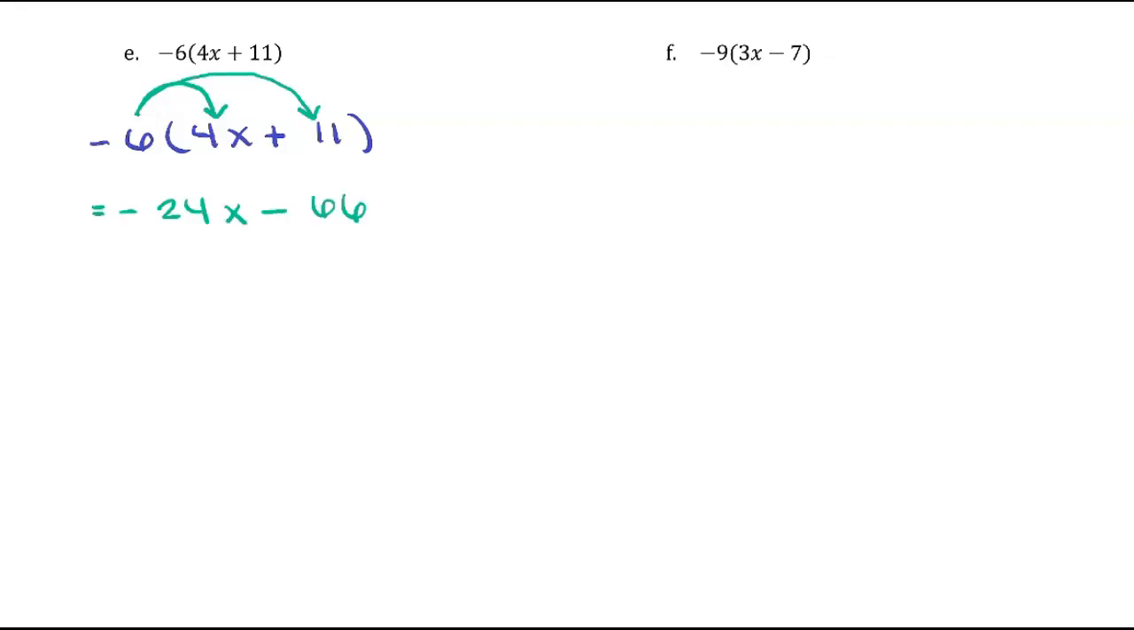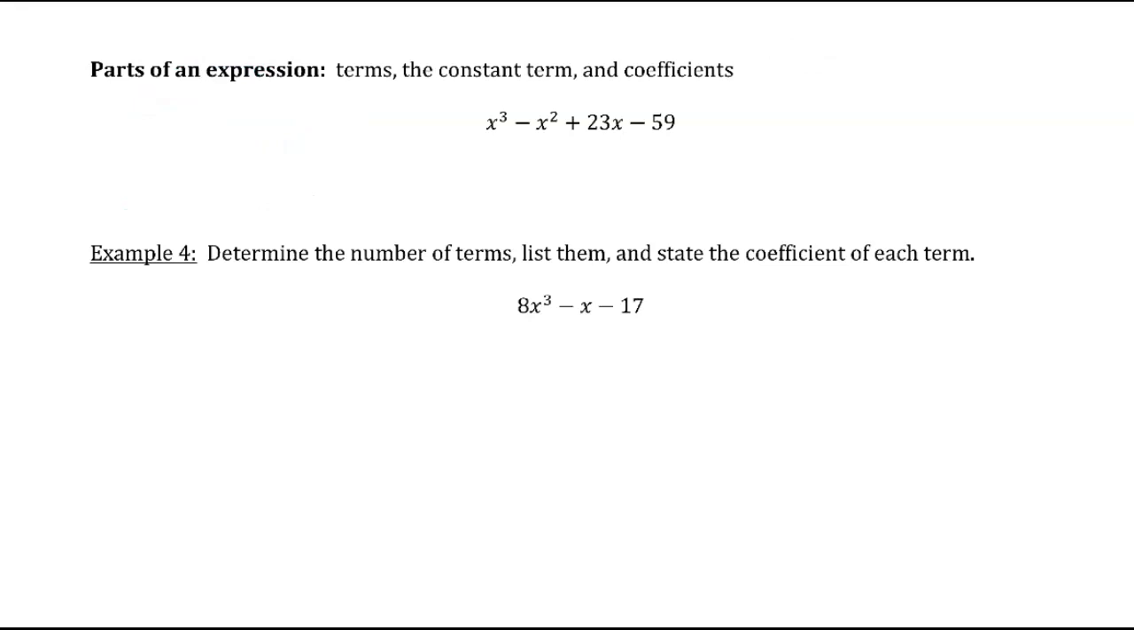Let's talk a little more about these expressions and parts of an expression. Here's an example of a variable expression. Variable expressions have a few different parts. One is that they have terms. Each of these parts of the expression, separated by addition and subtraction, are the terms of an expression. In other words, these terms are x cubed, -x squared, +23x, and -59. In other words, this expression has 4 terms.